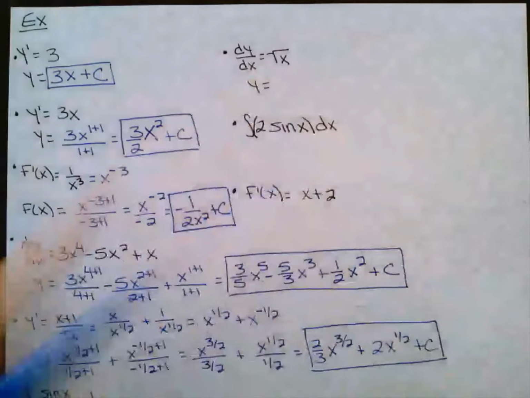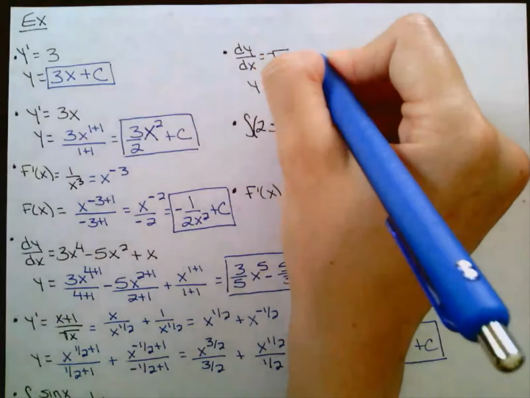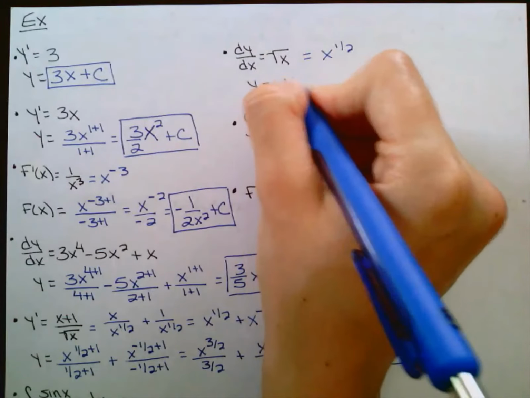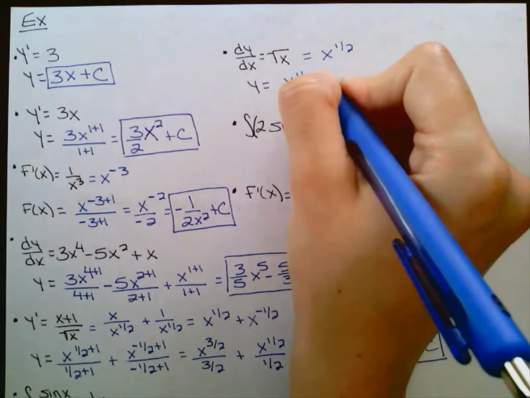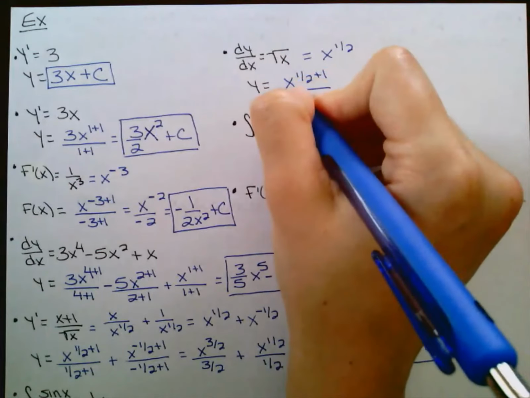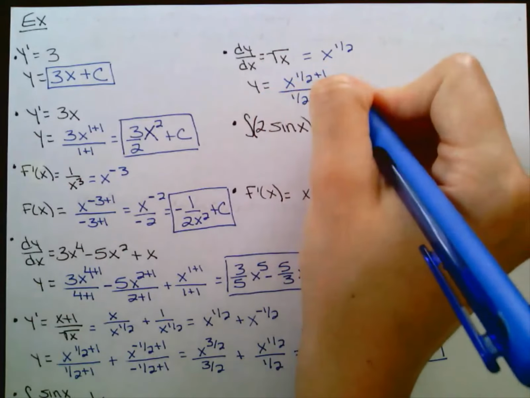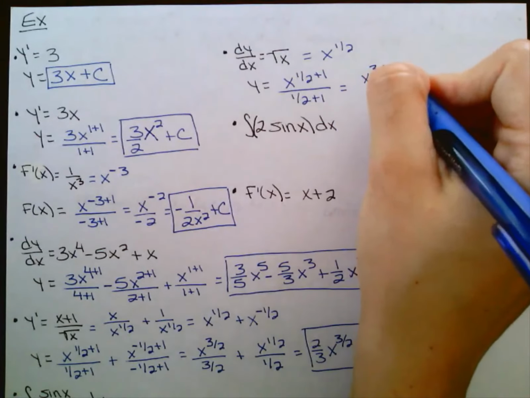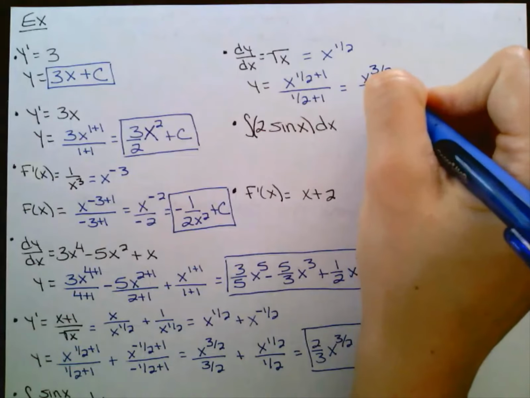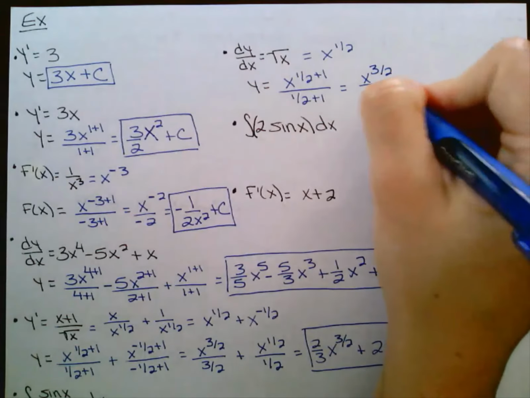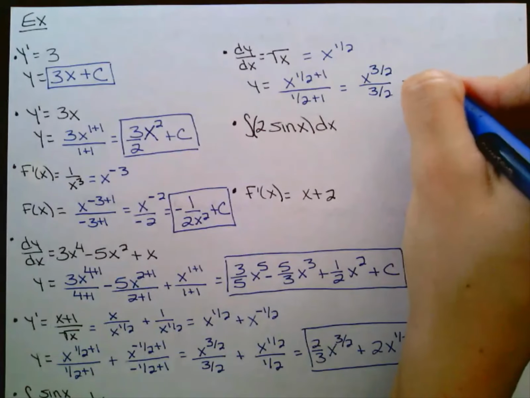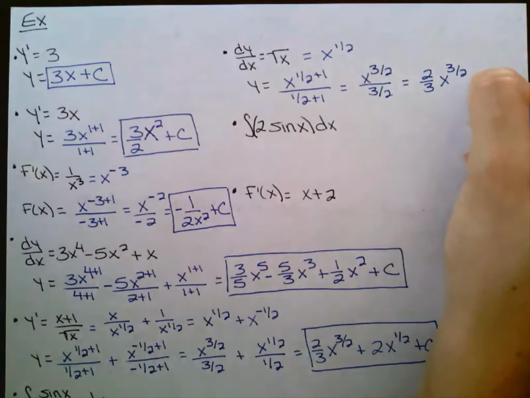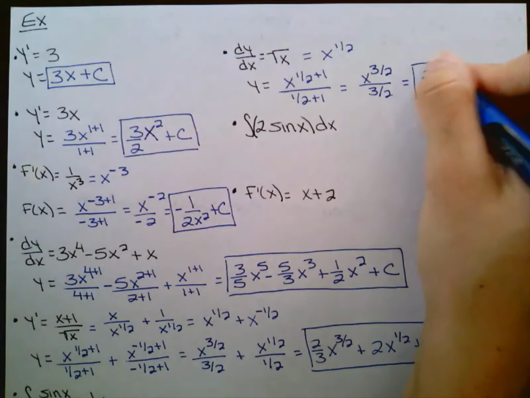All right, let's work our way up here. I'm going to rewrite this as x to the 1/2. The antiderivative, I'm going to add 1, divide by that new exponent, and I get x raised to 3 over 2 divided by 3 over 2. Remember, keep, change, flip, and I get 2 over 3, x to 3 over 2. Don't forget your plus c.